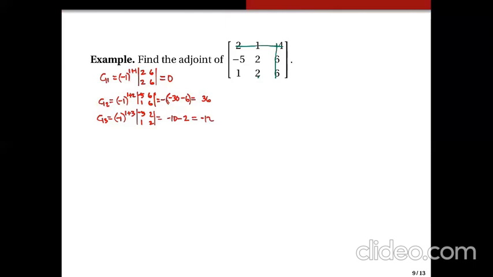Now we have C21. We have negative 1 raised to 2 plus 1, determinant. For C21, we remove the second row and the first column. So we will have 1, negative 4, 2, 6. If you get the determinant times this negative 1 raised to 3, we have negative of, here 6, and minus 2 times negative 4, so 6 plus 8. This is equal to negative 14.